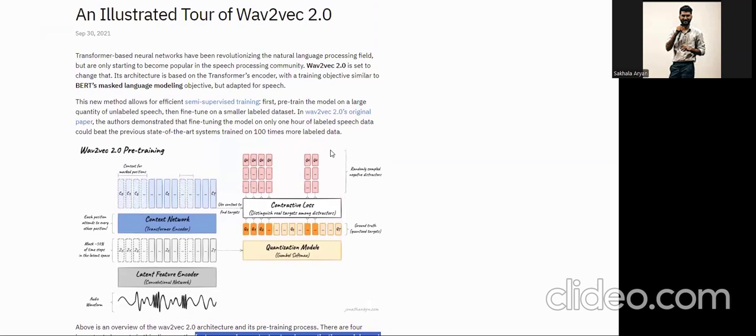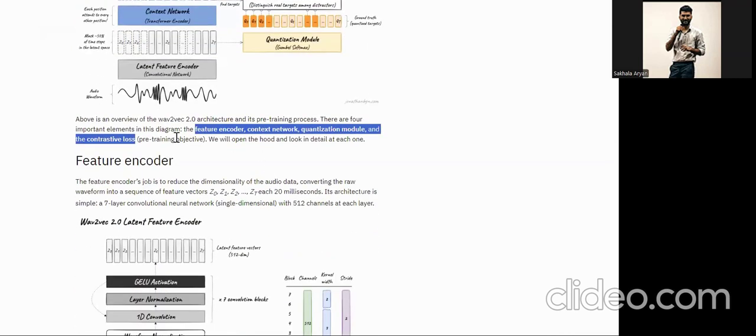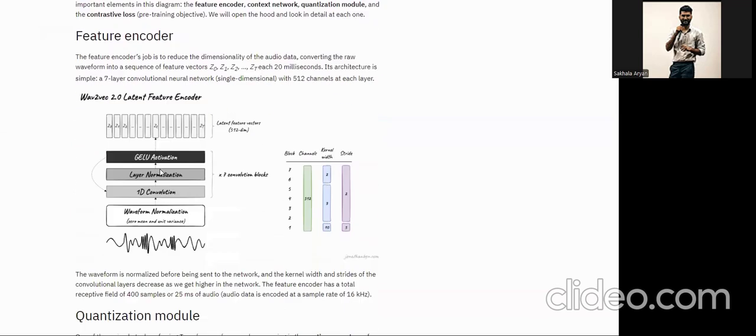Wav2vec 2 has many use cases, and one of the most used use cases is ASR. So let's walk through this paper or this blog, and see how they have constructed the architecture. There are four important elements in this diagram. First is feature encoder, then context network, third is quantization model, and fourth is contrastive loss. Now let's see what feature encoder is.